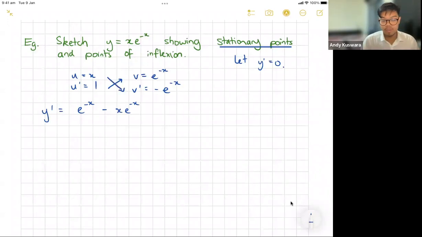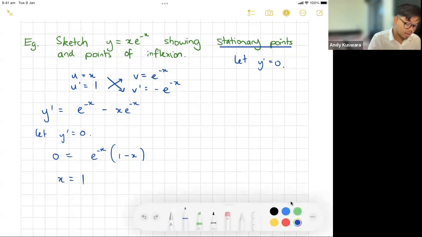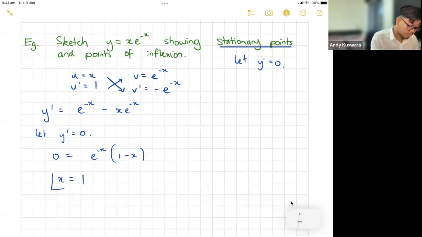Now, how do we let that equal 0? Right, so I'm going to try to factorize it here. I can see e to the negative x is a common factor, and it's going to leave me with 1 minus x. Now, what's nice is I know that e to the negative x will never become 0, but the second bracket will. So when x equals 1, it's going to turn that bracket into 0. So that there would be my solution, and I have a stationary point at x equals 1.